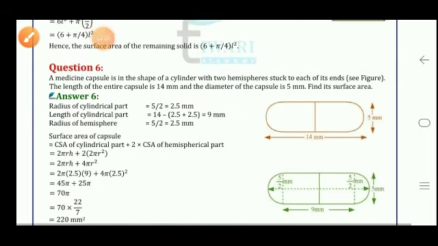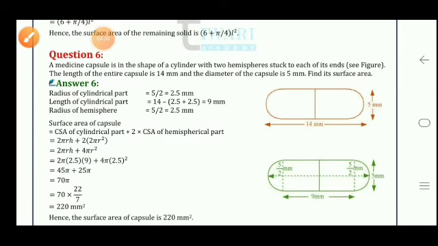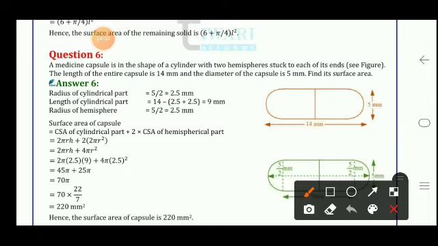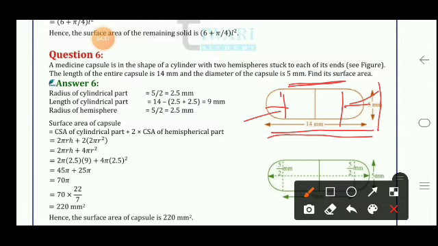Then moving towards the next question, question number 6. A medicine capsule is given in the shape of a cylinder with two hemispheres, one at each end. So this is one hemisphere, and the second hemisphere. The length of the entire capsule is 14 mm and the diameter is 5 mm. So the height of the cylinder will be the whole length minus 2.5 and 2.5, since the radius is 2.5. So the radius of the cylindrical part is 2.5 mm, and the length of the cylindrical part is 14 minus 2.5 minus 2.5, that is 9 mm.